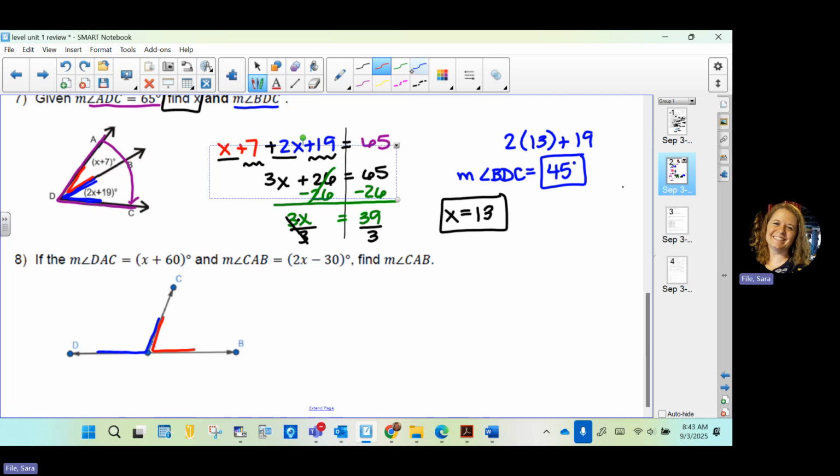Okay, so I'm going to label what they tell us. They tell us DAC, that's the one I outlined in blue, is x plus 60. And they tell us CAB, that's the one I outlined in red, is 2x minus 30. And y'all told me together these form a straight line, so that's 180 degrees. So I'm going to set this up very similarly. The red plus the blue equals the purple, but this time the purple we have to know is 180.